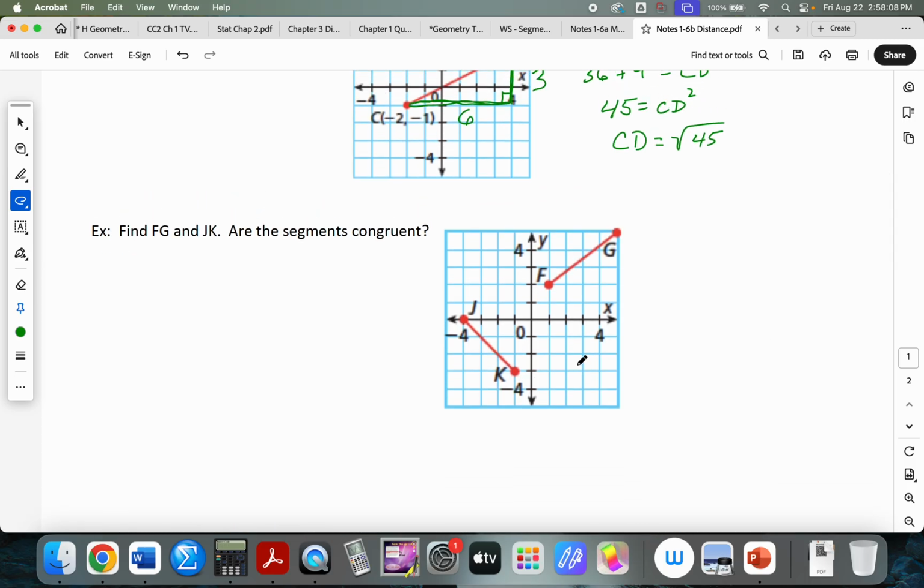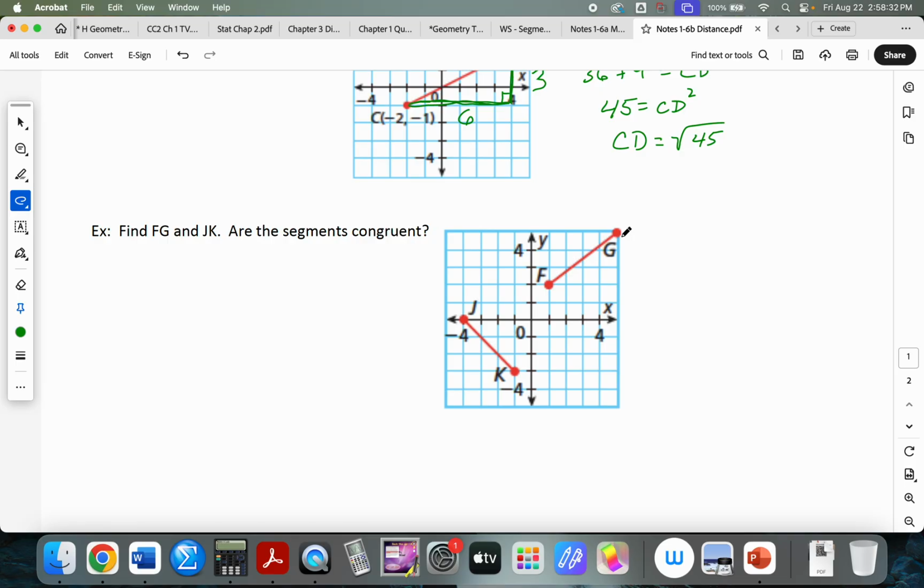So for this one, it says find FG and JK. And I swear to you, there will be somebody at some point who will say, what do you mean find it? I mean, who can tell me what this stands for when it doesn't have the bar over it? What does it mean? The length. Find the length of segment FG and the length of segment JK.